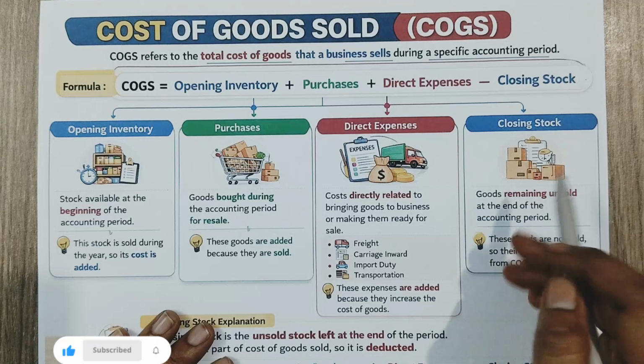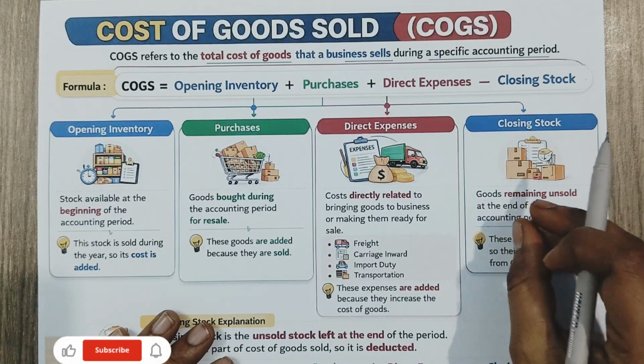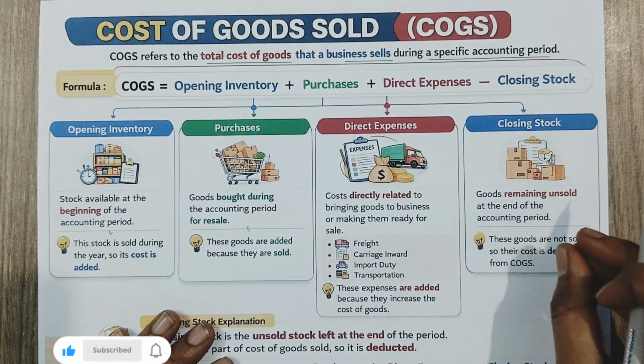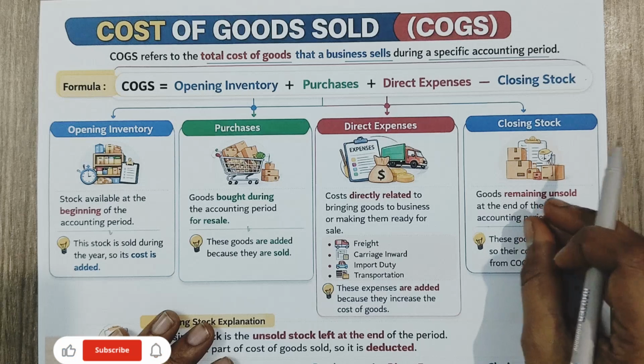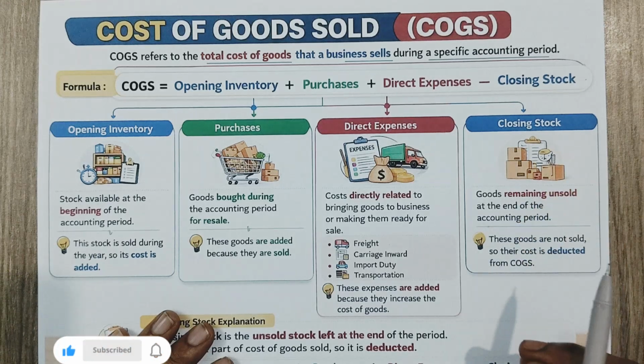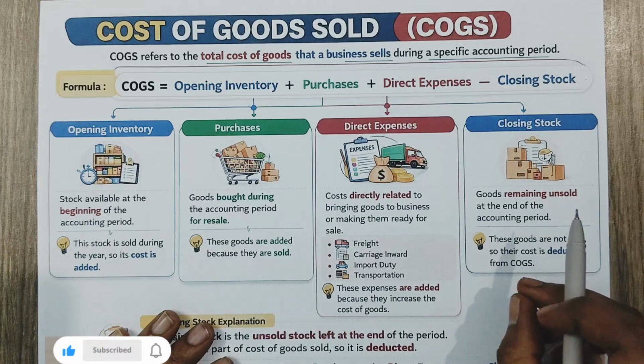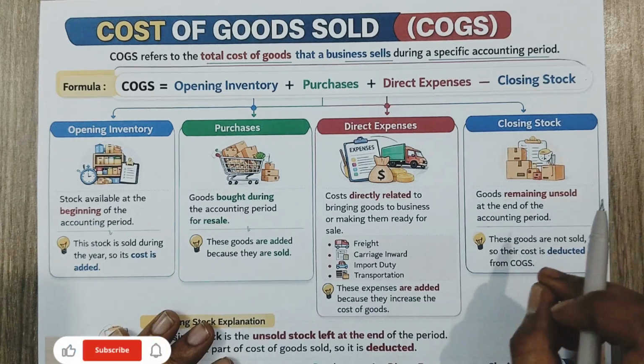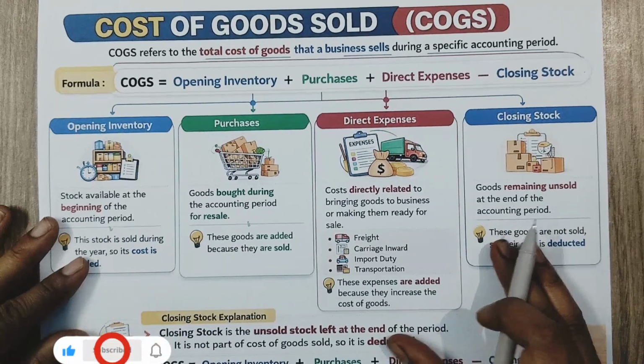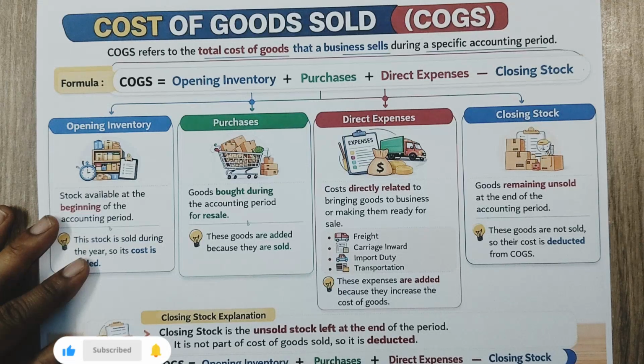Closing stock. This is the stock that remains unsold during the year. In the accounting period, this remains unsold. That is why it has been deducted, because it is not part of the COGS. As I already said, the closing stock is the unsold stock left at the end. Because of that, it will be deducted.